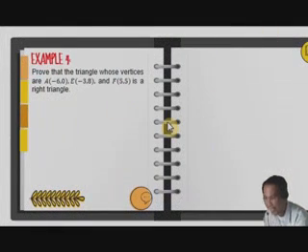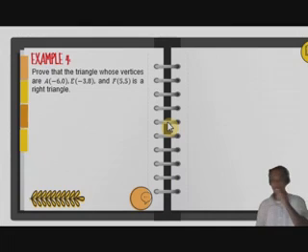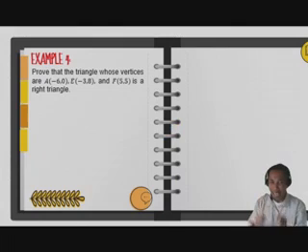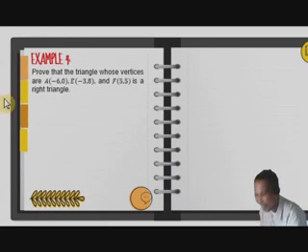Ayan, mayroon pa tayo example number 4. Pa-practicein tayo nito. More practice pa. Okay. So, I hope nakakasunod. Let's proceed to our example number 4.